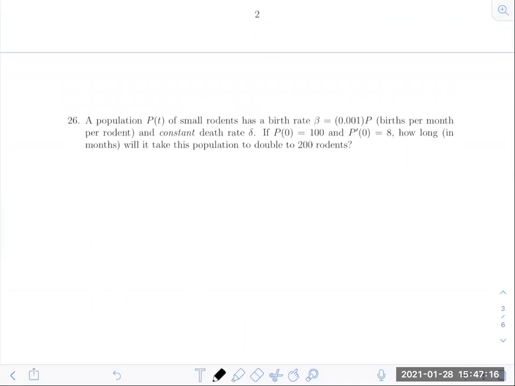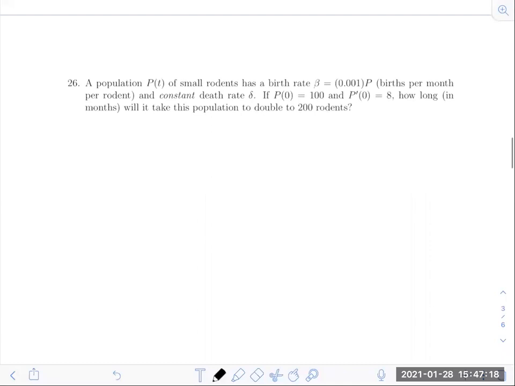Problem 26 from the textbook. We have a population P of T of small rodents that has a birth rate beta of 0.001 P births per month per rodent and a constant death rate delta. If our initial population is 100 and it's changing at a rate of 8 rodents per month, how long in months will it take this population to double to 200 rodents?